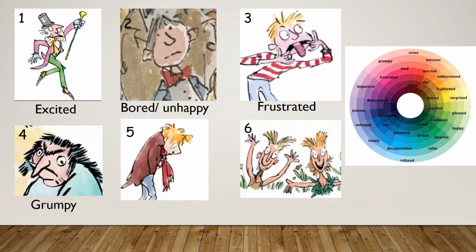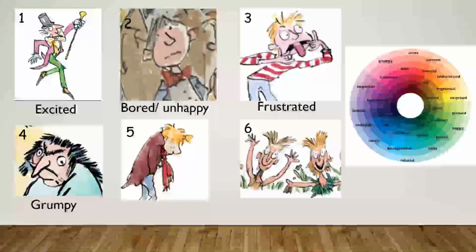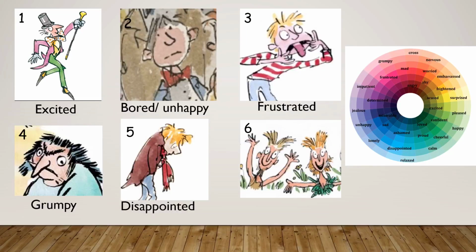Number 4, ooh, she looks a bit grumpy. The simple lines on her forehead of the eyebrows and her protruding nose and her angry mouth make her look rather grumpy, don't they? Number 5, I said he looks disappointed. You can see he's hunched over and he has maybe a worried look on his face. And number 6, those Oompa Loompas look excited or surprised with the wide eyes and the big smiles.